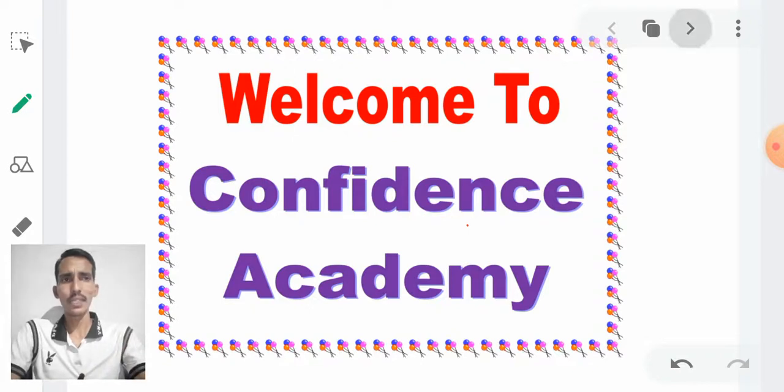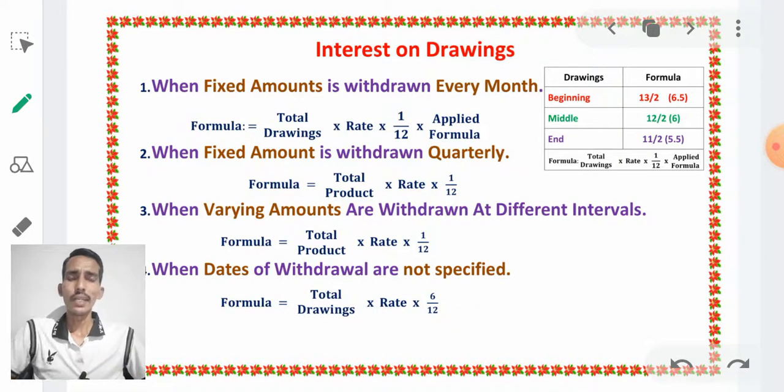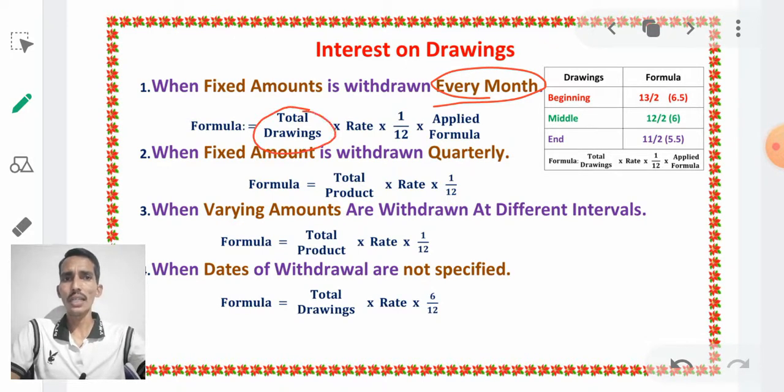Next we will see that problem. Interest on drawings, there are 4 situations. In the last class we discussed when a fixed amount is withdrawn every month. Here for every month the formula is total drawings into rate into 1/12 and the applied formula.